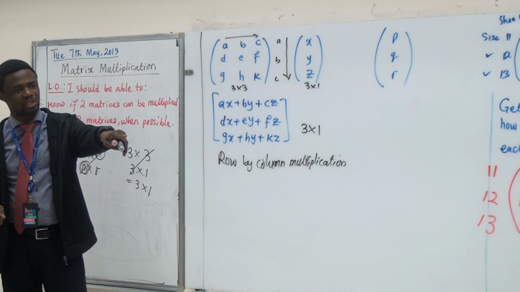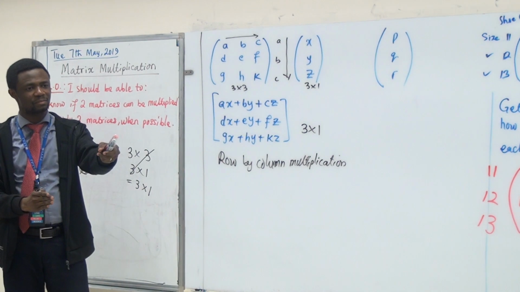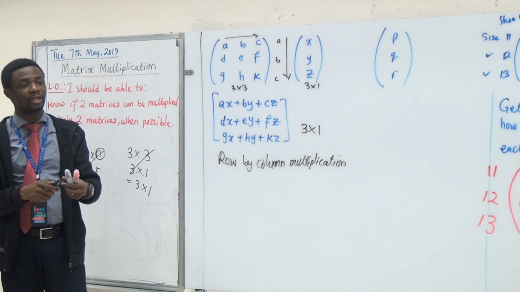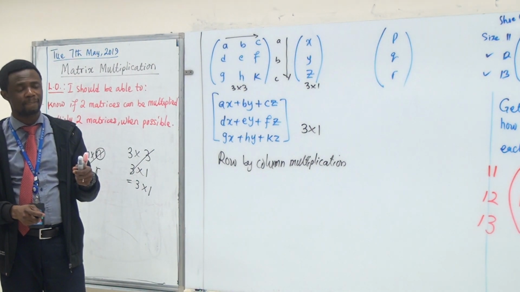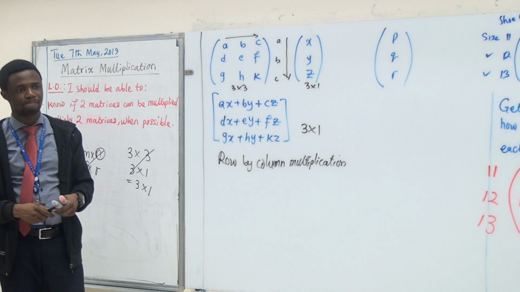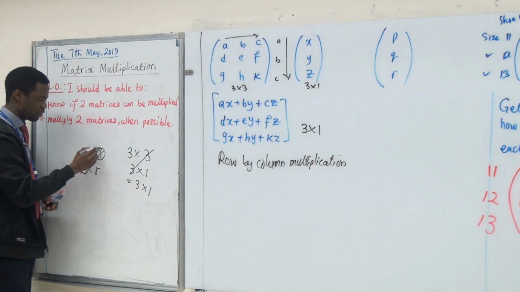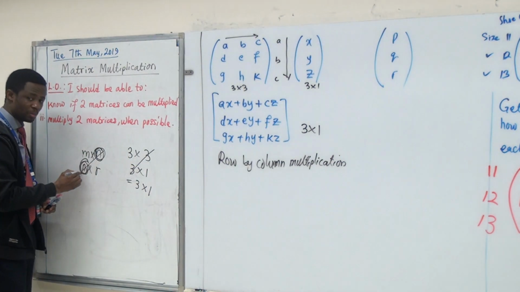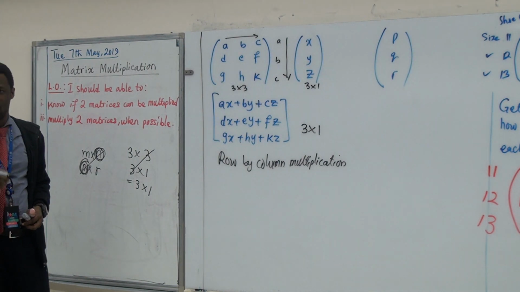What was that principle you said before we started? For multiplication to be possible, the number of columns in the first matrix equals the number of rows in the second. Do you understand that? The number of columns in the first one must be the same as the number of rows in the second one. That's the key. Why is that possible?